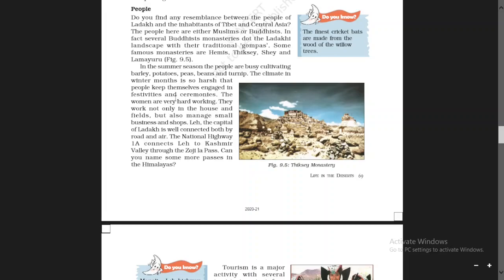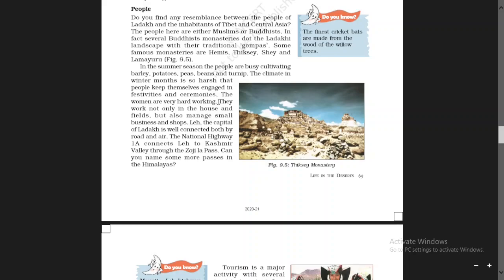The climate in winter months is so harsh that people keep themselves engaged in festivities and ceremonies. In the winter season, it is very extreme, so people keep themselves engaged in festivities and ceremonies during that very cold weather. They can't do any work, so in place of work, they enjoy these different festivities and ceremonies.